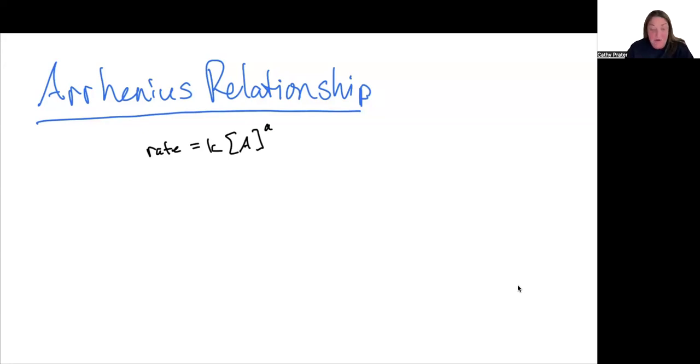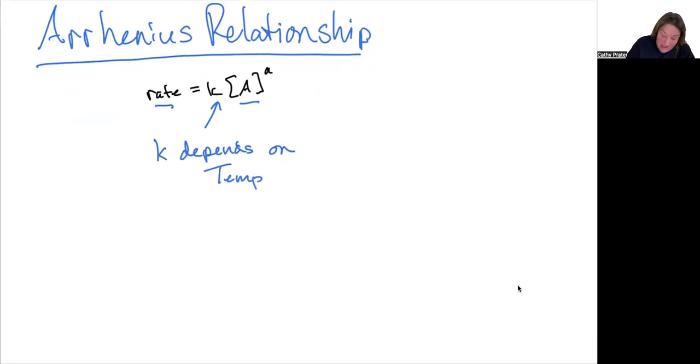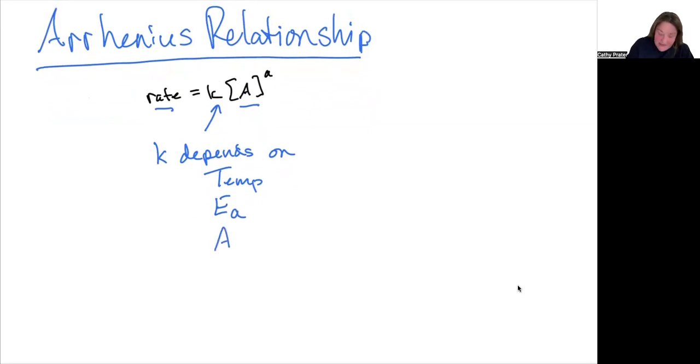When we talk about speeding up a reaction, we usually talk in terms of how we can increase the concentration of something, which will increase the rate because it'll be proportional, or we can change the K value. And there's different ways we can change the K value. The K value depends on temperature and activation energy. It's also going to depend on something called the frequency factor, which depends on the frequency of collision. It tends to be something specific to a given reaction.